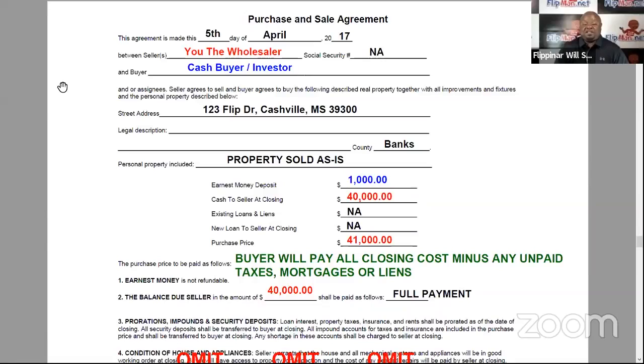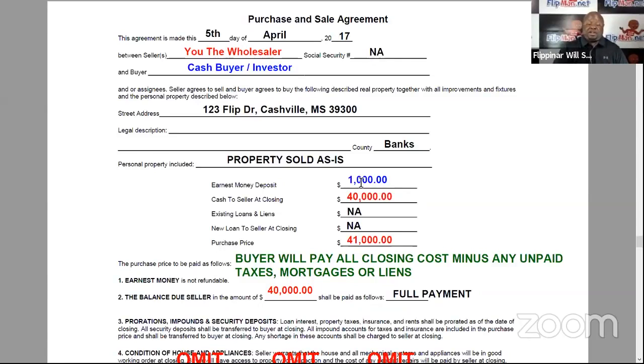All right, so the street address is 123 Flip Drive. All of that's still the same. So all of this right here is still the same. All right, so now we get down here to the earnest money. Okay, so we agreed upon $41,000. I'm not accepting $10. I know I'm serious. I need to know that they're serious. And the way that I need to know that they're serious is this $1,000 earnest money.